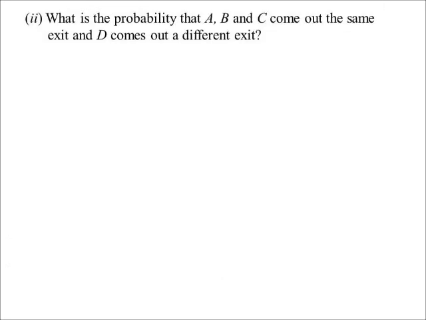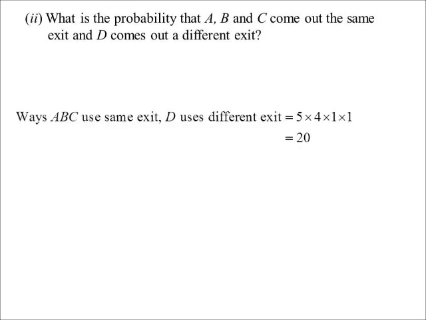Okay. Part 2 of that question. What's the probability that A, B, and C go out the same door, but D goes out a different door? Okay. A, B, and C use the same exit. D uses a different exit. So the number of ways that could happen. I'm going to let D go out first. So D goes out first. Got 5 to choose from.